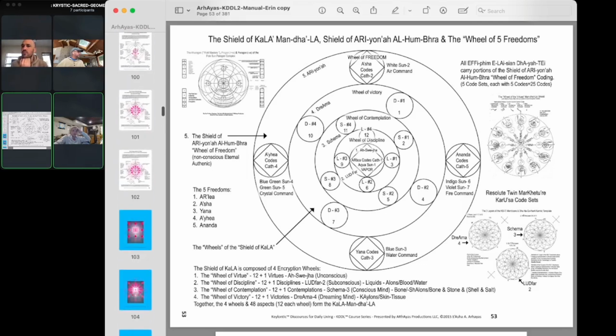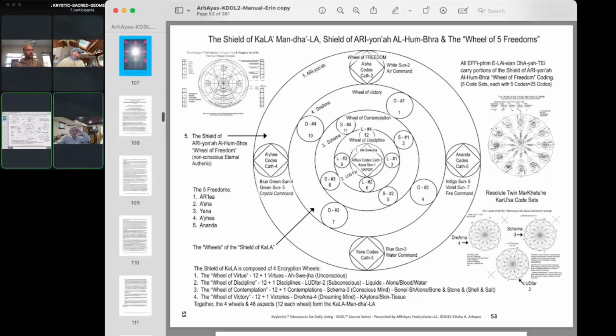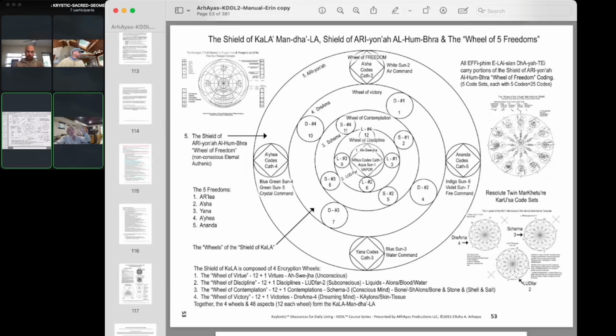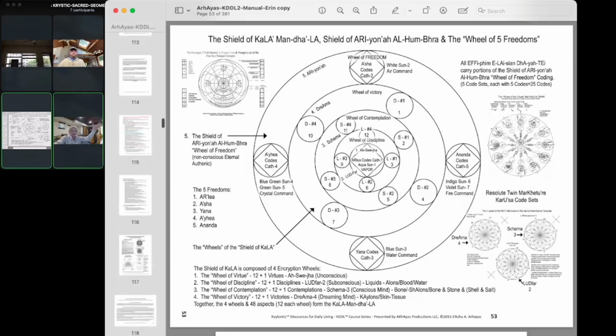Oh, the cathedrals? Well, yes. Those are the outer wheel of freedom. So this is a 5 ring wheel, right? And we were just looking at the 5 layers of plasma body, right? These correspond with each other. The 5 rings here, we can see them. They're labeled as we see the Ludfars, Schema, Dreama layers are the same layers that we were just looking at in that plasma body anatomy, right?